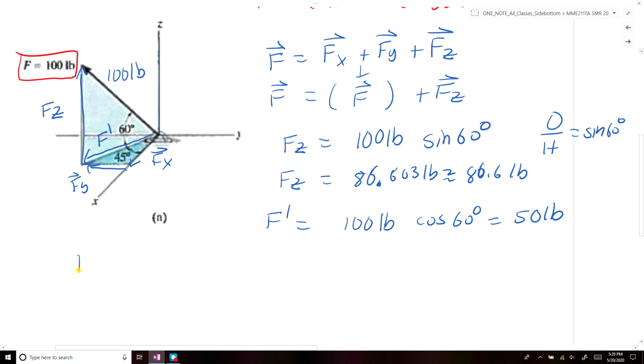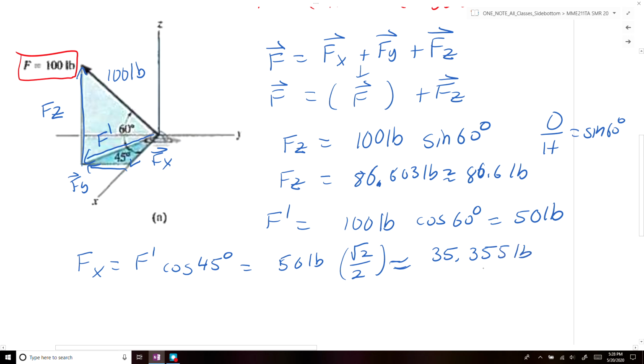Fx would be equal to F prime times the cosine of 45 degrees. F prime was equal to 50 pounds, and the cosine of 45 degrees is equal to radical 2 over 2. If we multiply all that out, we get 35.355 pounds, which we can approximate as 35.4 pounds.